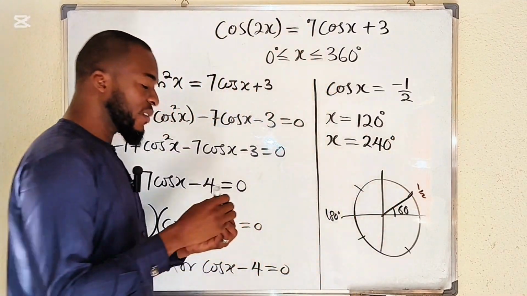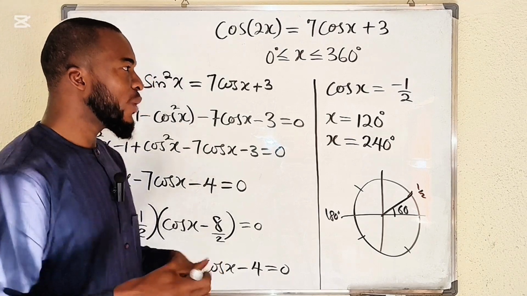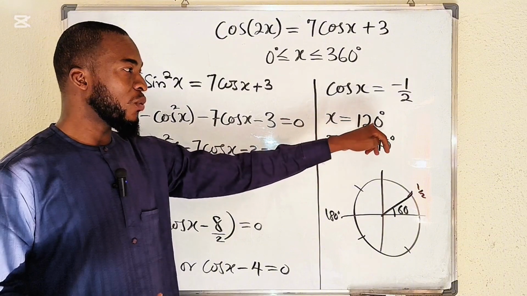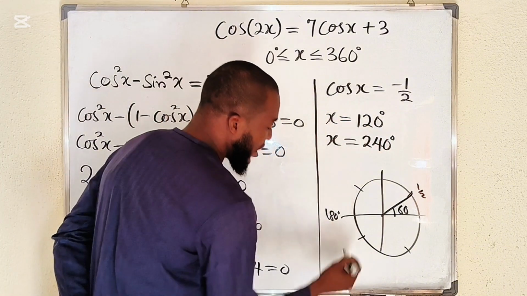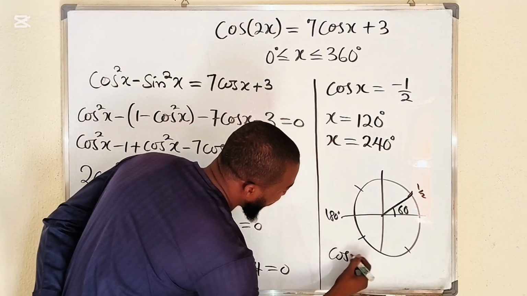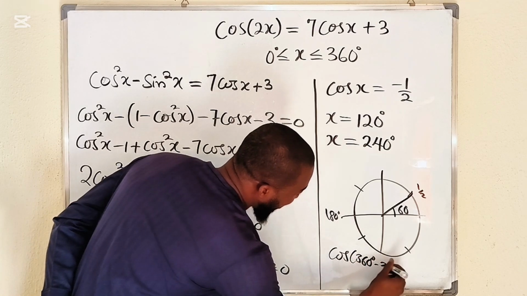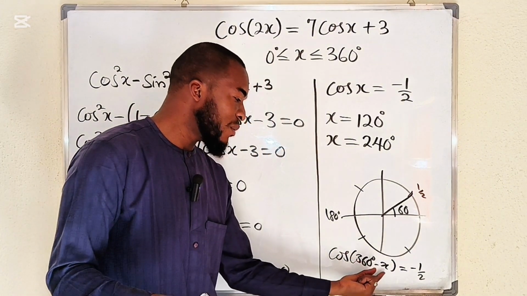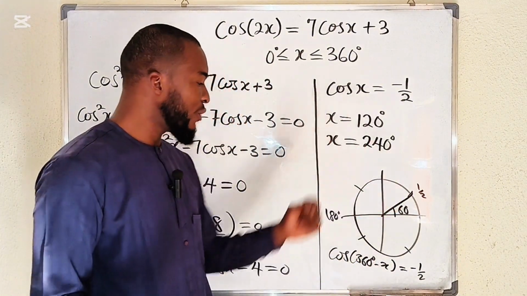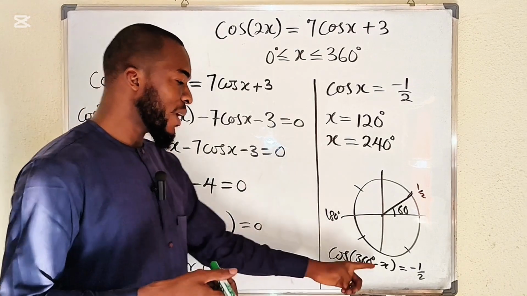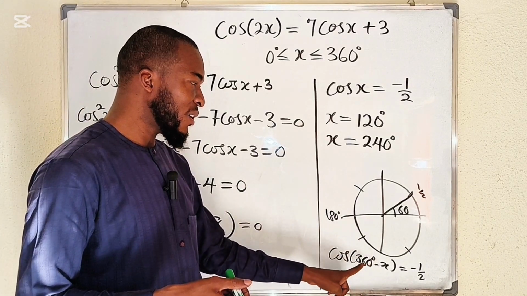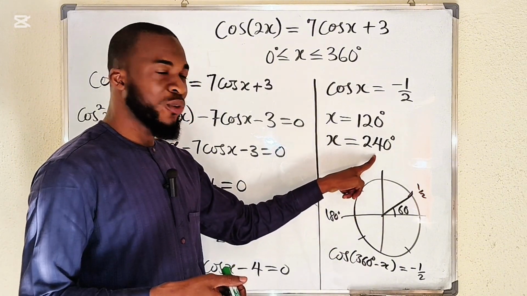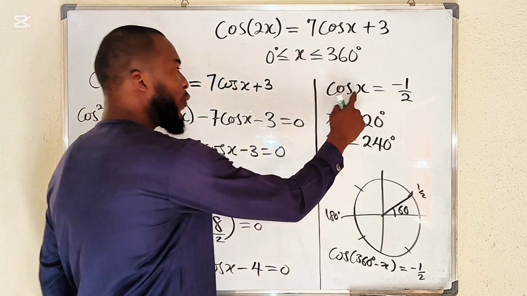But if you don't want to use the unit circle, you can actually use your calculator, take cosine inverse of both sides, which is going to return an angle of 120 degrees. But remember that cosine of 360 degrees minus that angle will still be equal to -1/2. So it means that 360 minus x will also be equal to 120 degrees. Then what do we do? We make x the subject by subtracting 120 from 360. That will give us 240. So these are the two solutions we have for this particular equation.